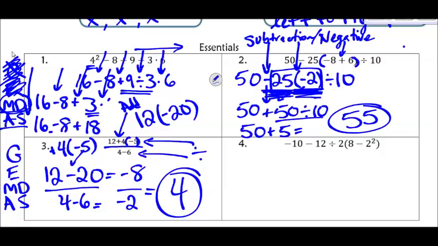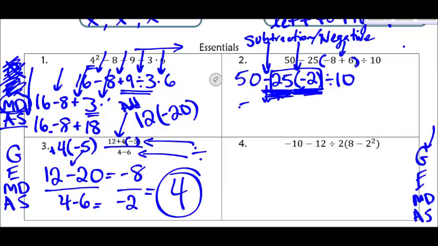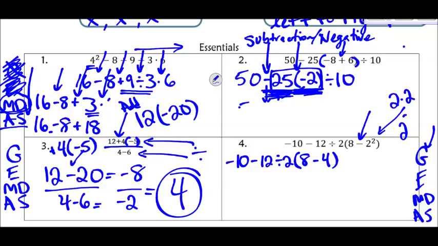Now we're going to do in the parentheses first. Again, use this as a checklist as you go. I'm going to do in the grouping symbol first. So I'm doing in the parentheses, and I have to follow order of operations inside of there. So before I do that subtraction, before I subtract these two numbers, I have to do my exponent. So that's going to be 2 squared. So I'm going to have it as negative 10 minus 12 divided by 2 times 8 minus what changed into a 4. It's just 2 times 2, or 2 squared.